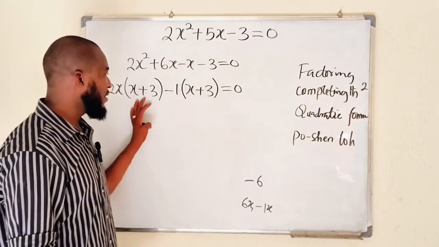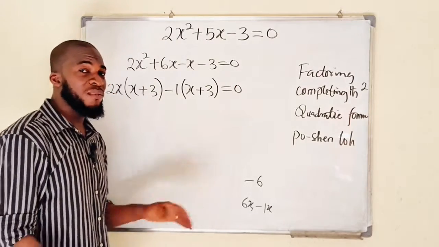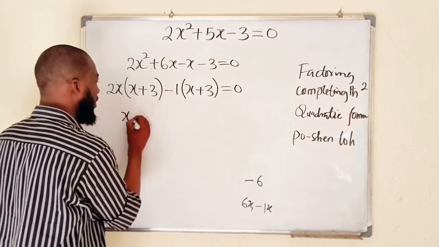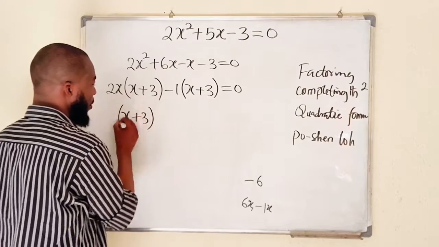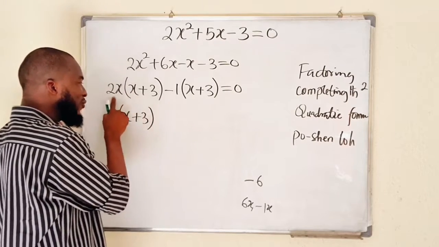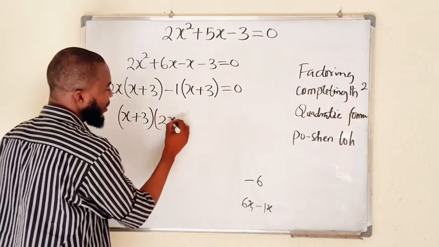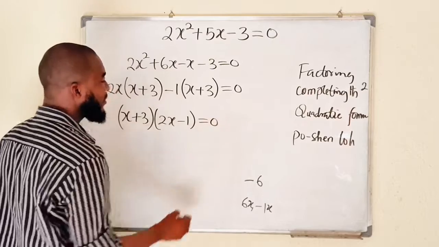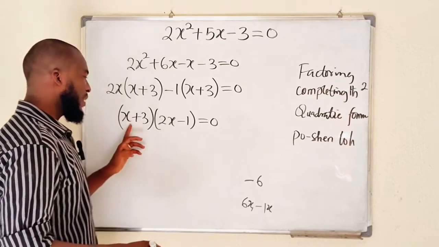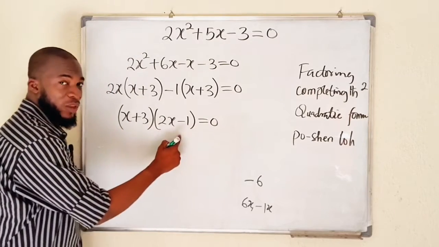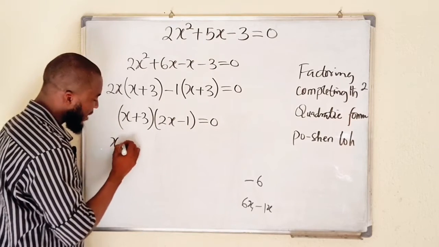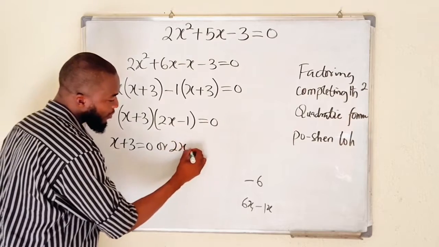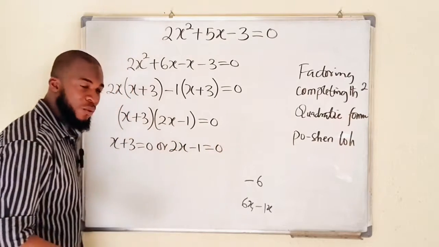Now you can see that the terms under the parentheses are exactly the same. We're going to factor it out again, which is x plus 3. From the first term, we only have 2x left, right? From the second term, we only have negative 1 left. This is equal to 0. All right. Then you're going to set each factor here to be equal to 0. You have either x plus 3 equal to 0 or 2x minus 1 equal to 0.